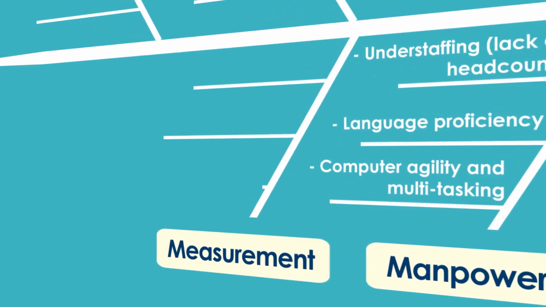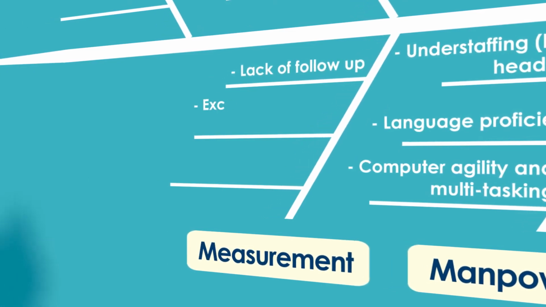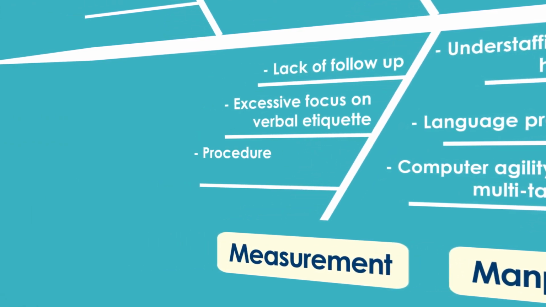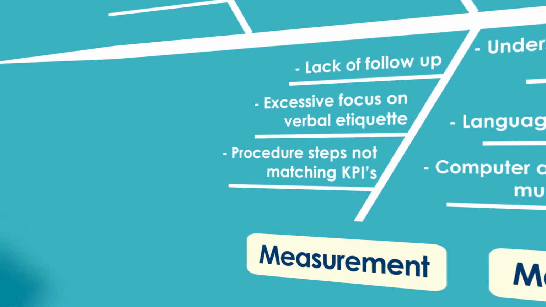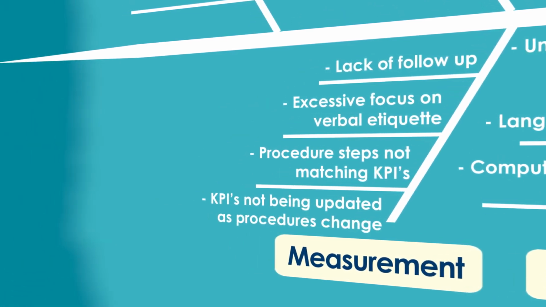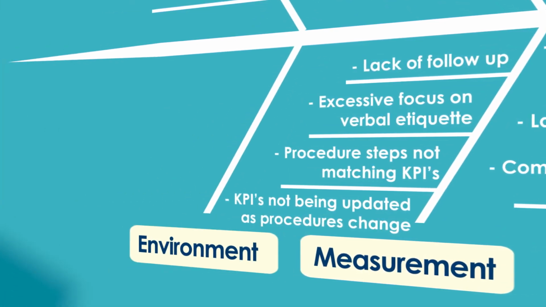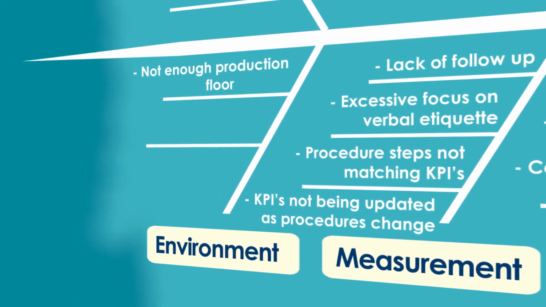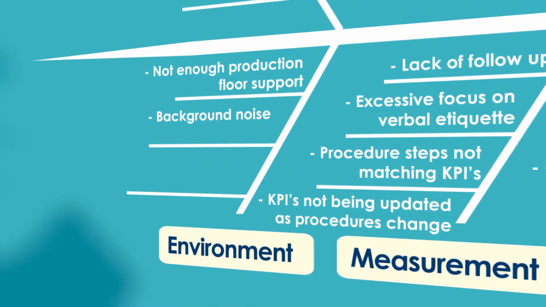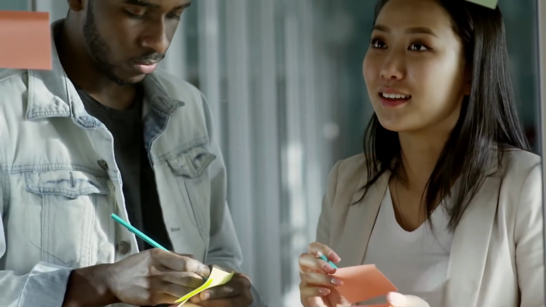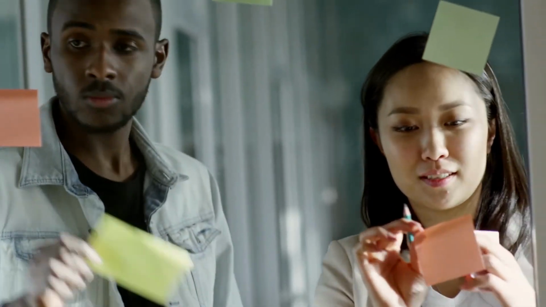When it comes to measurement, we list the following factors: lack of follow-up, too much focus on verbal etiquette, procedure steps not matching KPIs, KPIs not being updated as per procedure changes, and at last, environment: not enough production floor support, and background noise. It gives a visual of the issues that could be possible root causes to a problem, identifying possible bottlenecks and detractors.